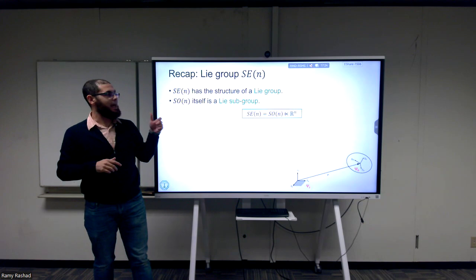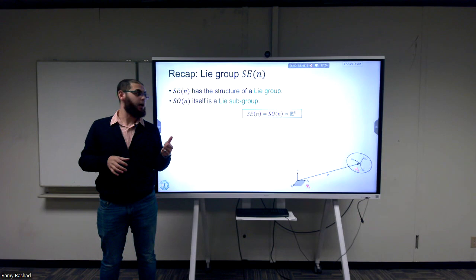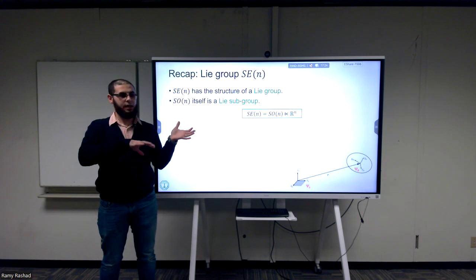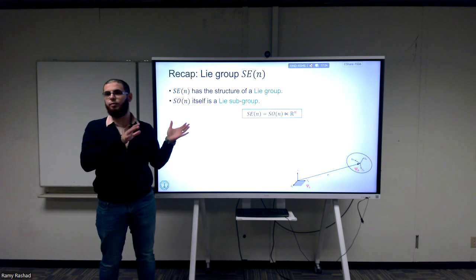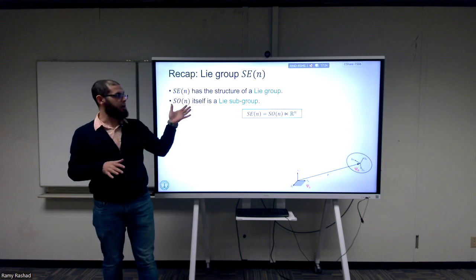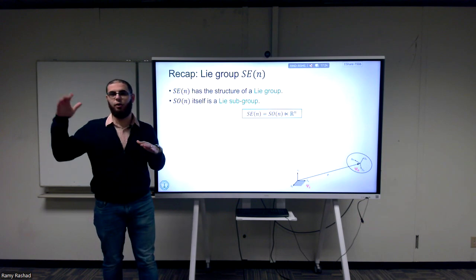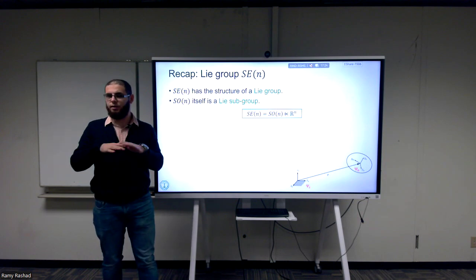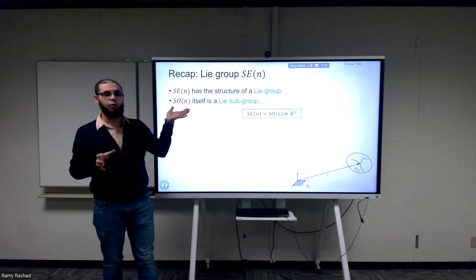We said that SEN has the structure of a Lie group. We said that a Lie group is a manifold and a group at the same time. It's a manifold because the inverse operation and the group operation are smooth. You don't need to prove it, we're just going to start from there. So we're going to assume it's a smooth manifold, so infinitely differentiable. We don't need to worry about any orders of differentiability. This is usually the easiest thing to do. And SON itself is a Lie subgroup.